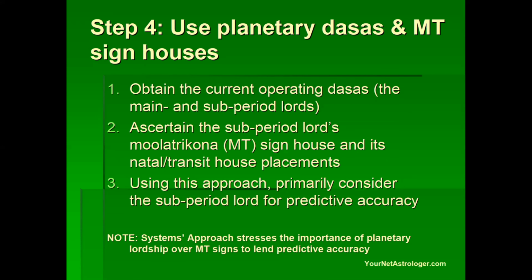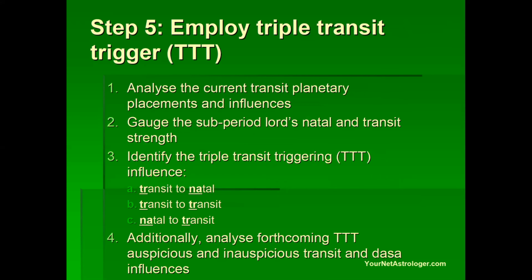Then we move ahead, and in step 5 we intermix the relationships of the natal chart and transit chart. We gauge the transit influence by employing a technique known as triple transit analysis, in which we analyze the transit in 3 dimensions: from transit to natal chart, from transit to transit chart, and from natal chart to transit chart.